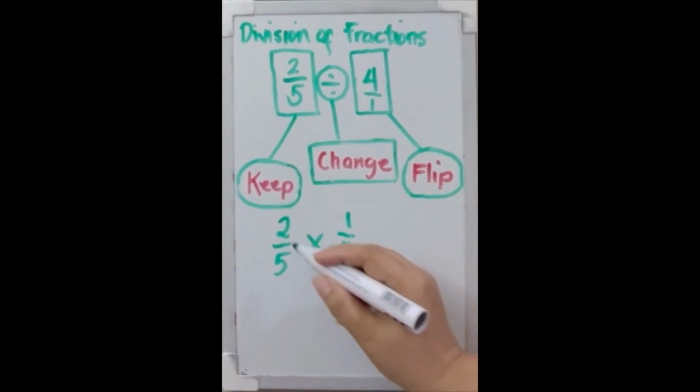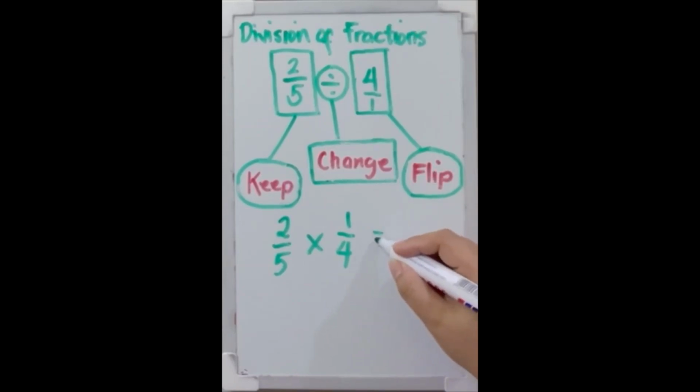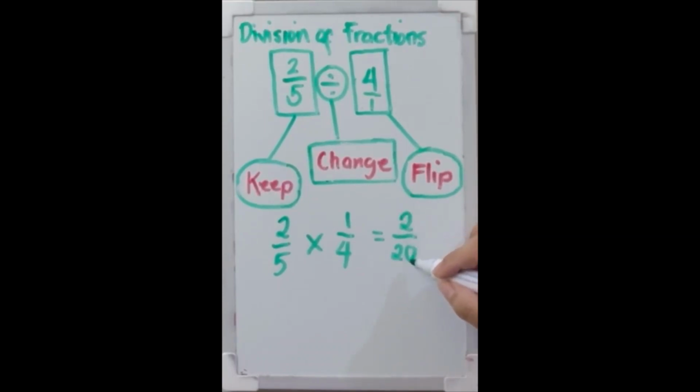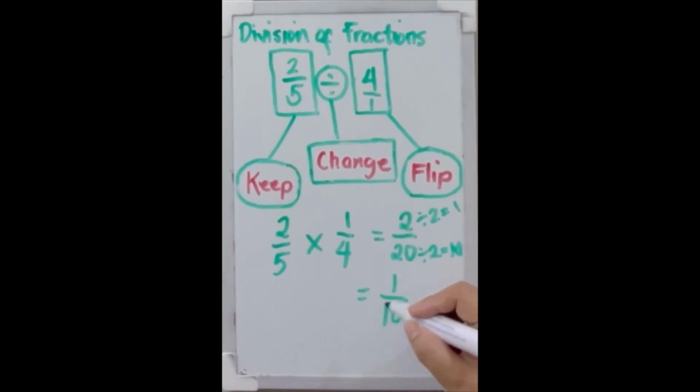So now we can multiply. 2 times 1 is 2, divided by 5 times 4 is 20. So we have here 2/20. And as you can see, we can reduce this further to simple terms. When you divide this 2 by 2, this will become 1. And when you divide this 20 by 2, this equals 10. So your answer would be 1/10. This is now your final answer.